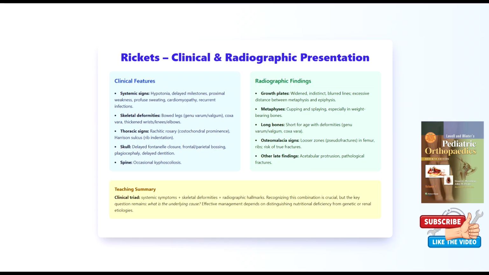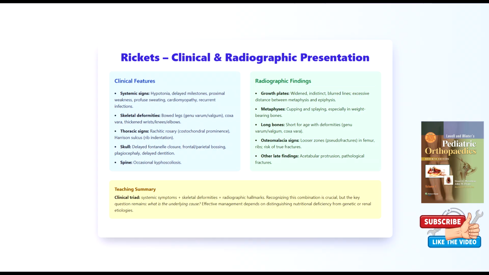The long bones themselves take on a classic cupped and splayed appearance. The long bones, as you would expect, appear short for age. Deformities such as genu varum, genu valgum, or coxa vera that you observed clinically are reflected clearly in their radiographs. Radiographic evidence of osteomalacia also appears.